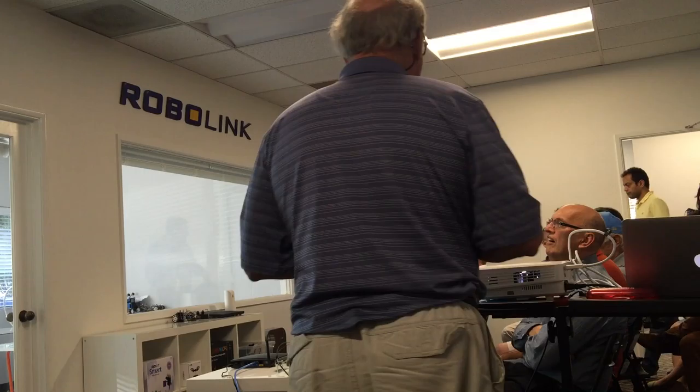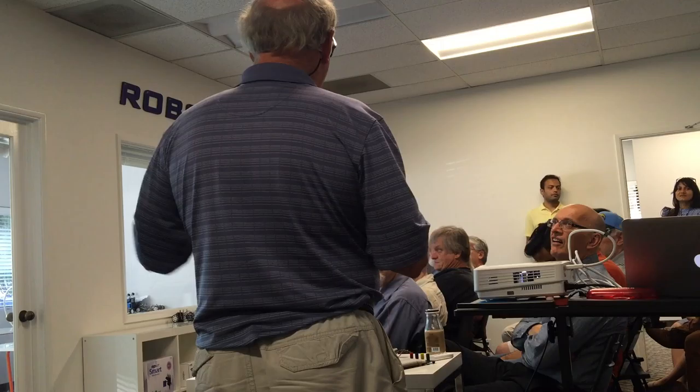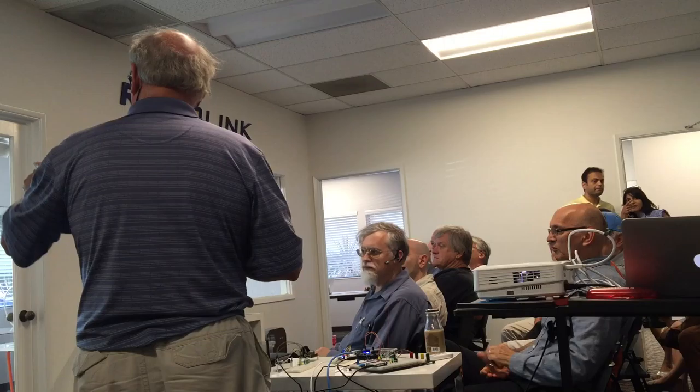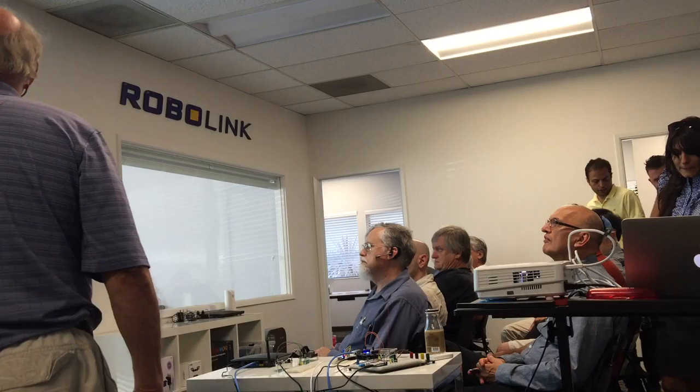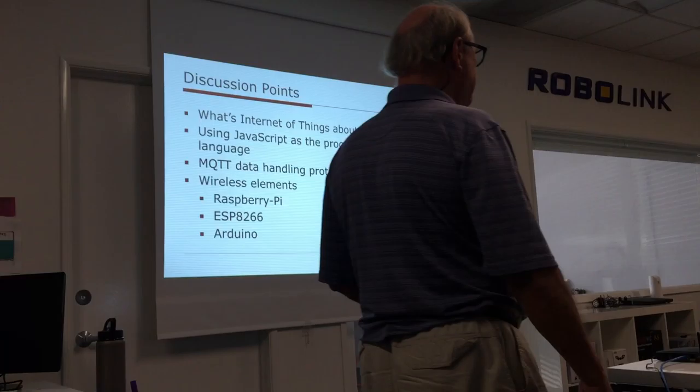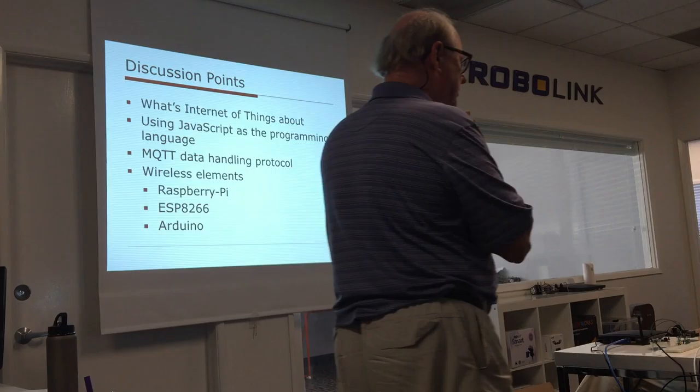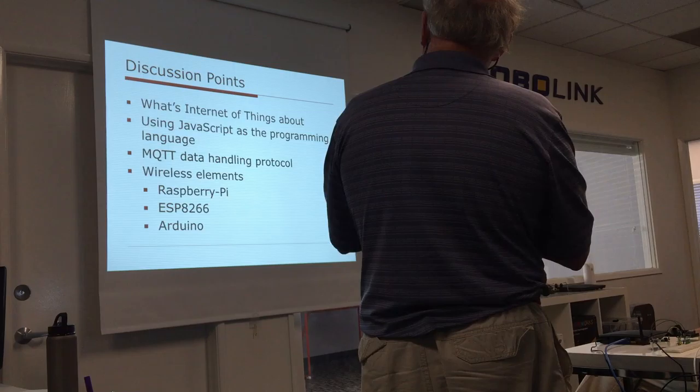So you can go very elaborate, something extremely complex. I just picked this one to help explain the basic technology because it's a lot simpler. So we'll stick with home automation versus taking over the universe. So here's what I'll talk about. Kind of what is this Internet of Things? Using JavaScript as a programming language, that may be something new if you're a dyed-in-the-wool C, C++, Python, Java type programmer. But you'll see why that fits into this perfectly.